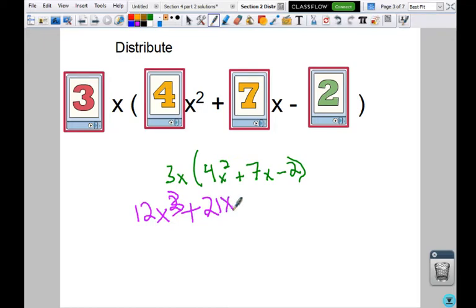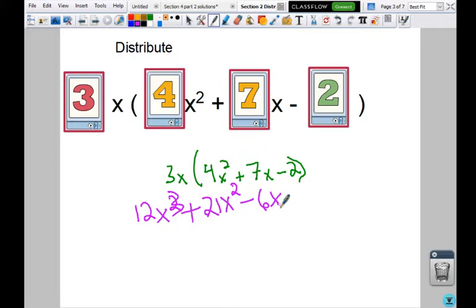X to the... Two? x squared, yep. Because x times x is x squared. This is last chapter stuff. There you go. 12x to the third plus 21x squared minus 6x. Nice job. So, this was mostly just to get us started.